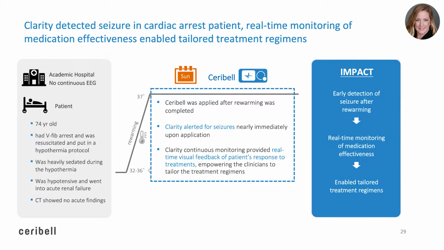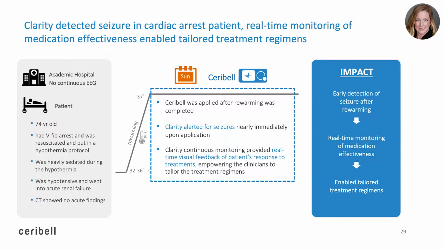As I said, this is an academic hospital with no continuous EEG services, and the patient is a 74-year-old man that was awake in the ER and following some commands, and then progressed to having a VFib arrest in the department, was resuscitated and put into the hypothermia protocol. He was heavily sedated and became hypotensive, went into acute renal failure. They did scan the patient's head on initial arrival and then sent him to the ICU. No MRI was able to be obtained because the patient had a pacemaker.